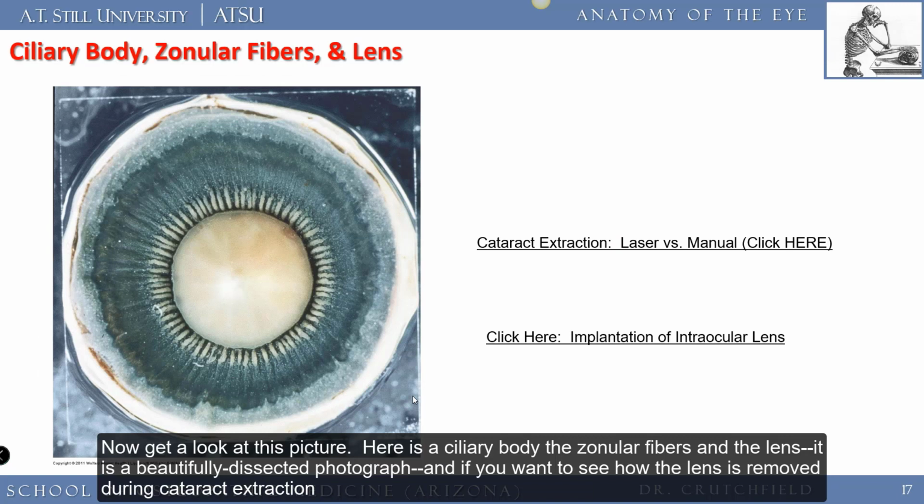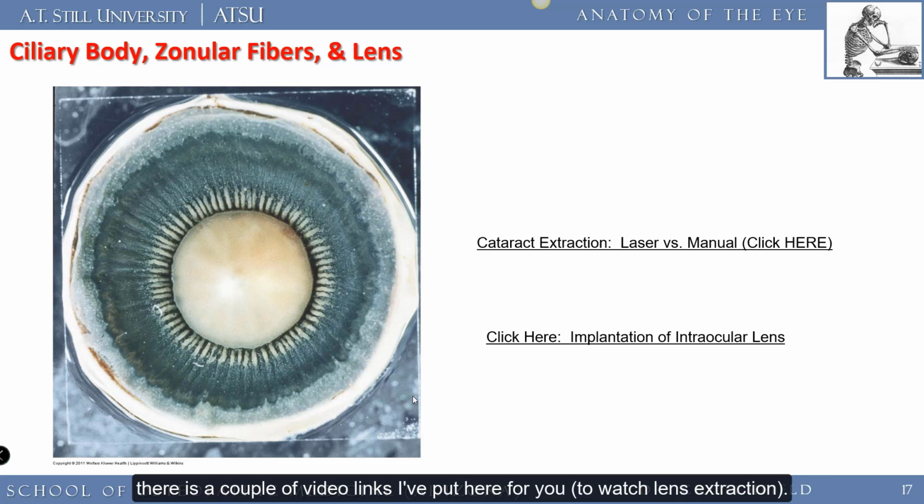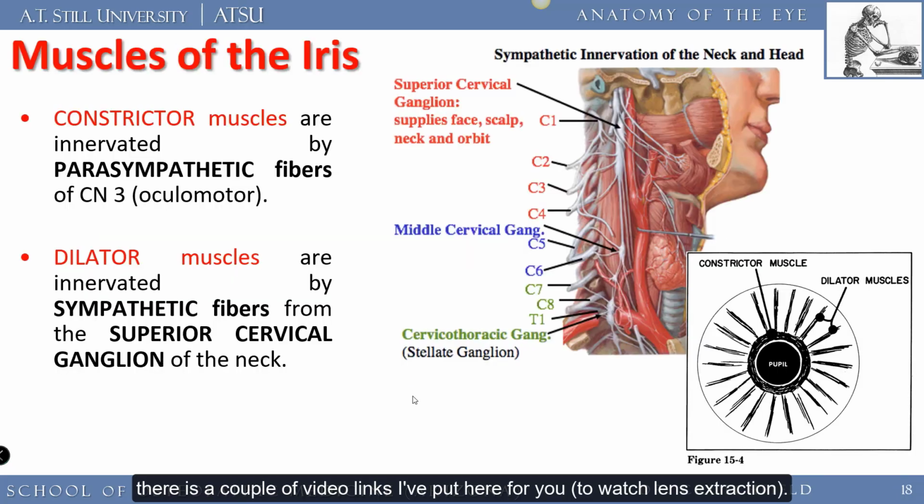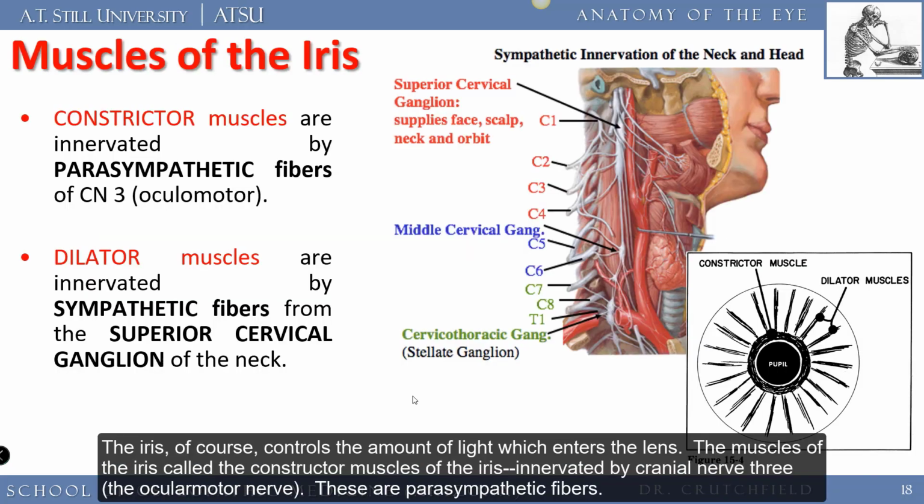Now again, look at this picture. Here's a ciliary body, the zonular fibers, and the lens. It's a beautifully dissected photograph. And if you want to see how the lens is removed during cataract extraction, there's a couple of video links I've put here for you. The iris, of course, controls the amount of light which enters the lens.